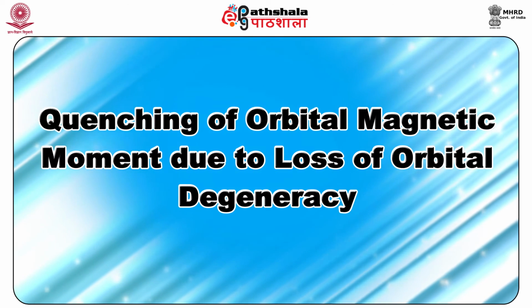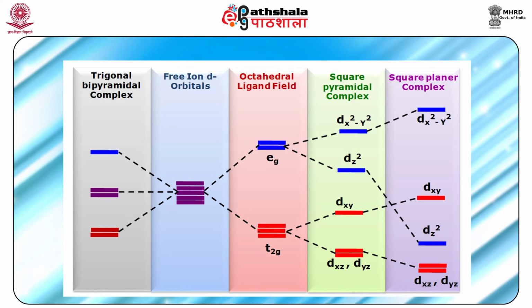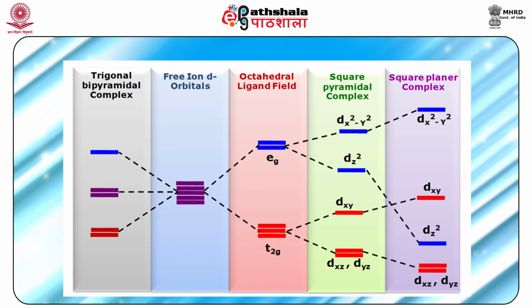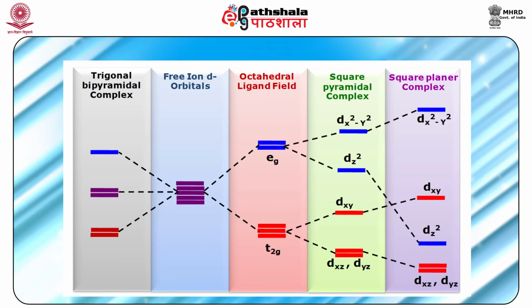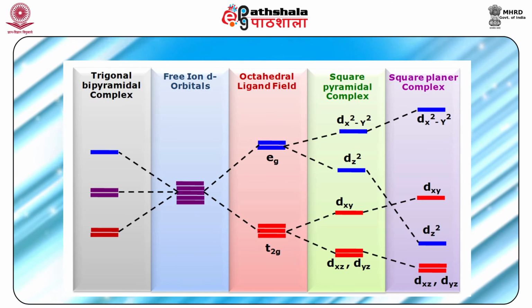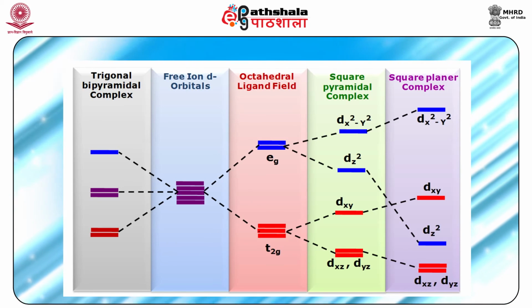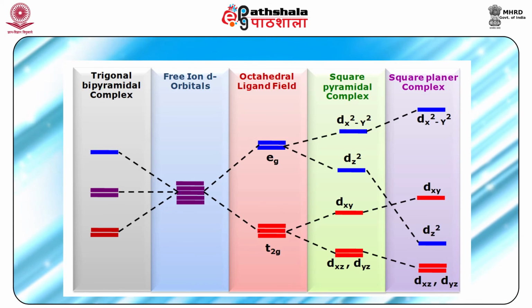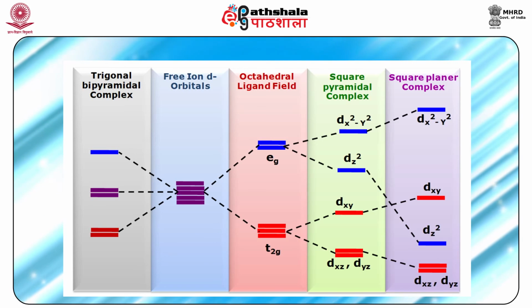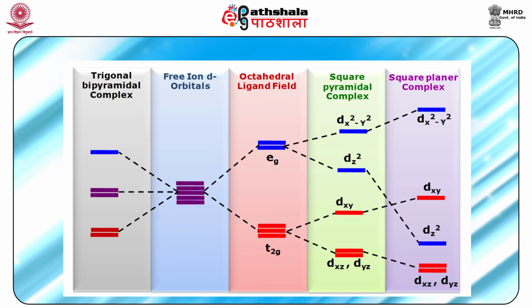Quenching of orbital magnetic moment due to loss of orbital degeneracy. The loss of degeneracy of 5d orbitals affects the unrestricted motion of electrons about the nucleus. The degeneracy of d orbitals is lost to a greater extent in the case of tetragonally distorted octahedral complex, trigonal bipyramidal complex and square pyramidal complex. In such a complex, the magnetic moment mu effective is close to mu s.